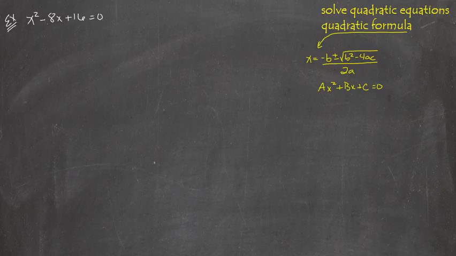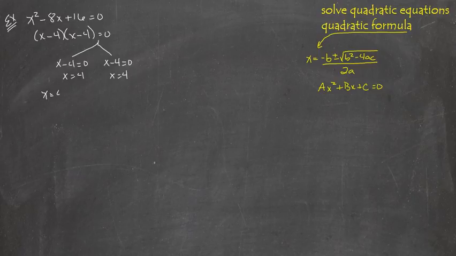This could be solved by factoring, and I'm going to do that just because I think it's a good example. So we have (x minus 4) times (x minus 4) equals 0. That means x minus 4 equals 0 using the zero product property. x equals 4, or x minus 4 equals 0. Well, duh, that's exactly the same thing. x equals 4. So the solution to this quadratic equation is x equals 4.